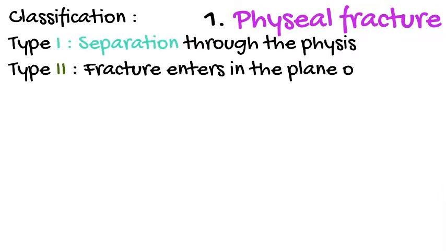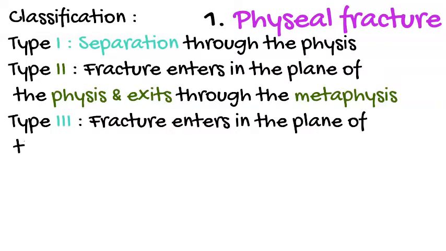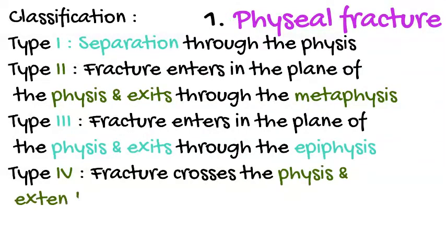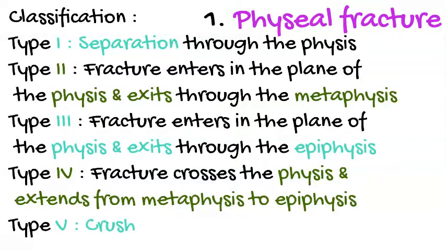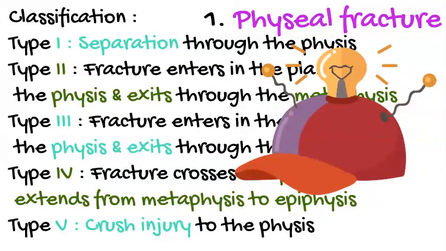In type 1, there is a separation through the physis. In type 2, the fracture enters the plane of the physis and exits to the metaphysis. In type 3, the fracture enters the plane of the physis and exits through the epiphysis. In type 4, the fracture crosses the physis and extends from the metaphysis to the epiphysis. Type 5, there is a crush injury to the physis. I will talk more about physeal injury in my part 2 video.